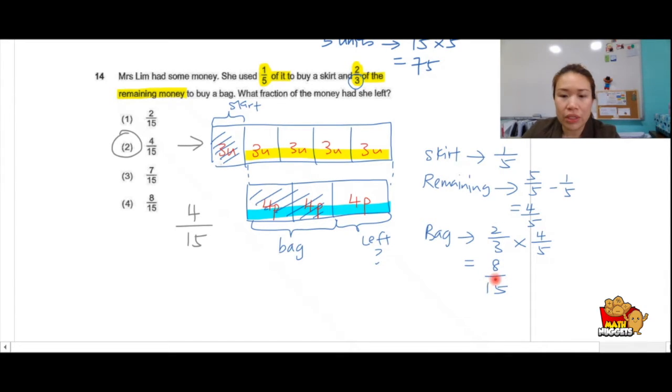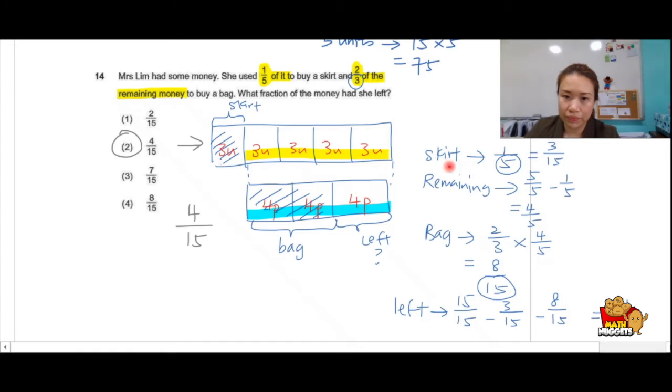Okay, so now my denominator is 15. I'm going to change the denominator here for the skirt to 15 as well, so it's 3 out of 15. Now in order to find the leftover, we'll take 1 whole, which is now 15 out of 15, minus the skirt, which is 3 out of 15, minus the bag, which is 8 out of 15. And if we subtract, we get 4 out of 15.